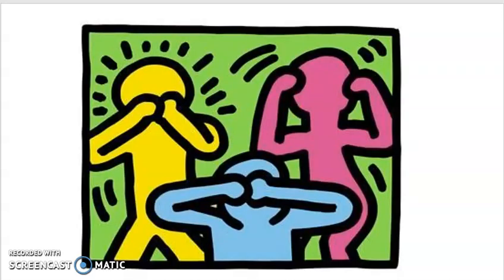This is a rendition of the old saying that says, see no evil, hear no evil, speak no evil. Obviously, the yellow guy is speaking no evil, and the blue guy is seeing no evil, and the purple dude is hearing no evil. Keith Haring is known for bold black lines around his imagery.